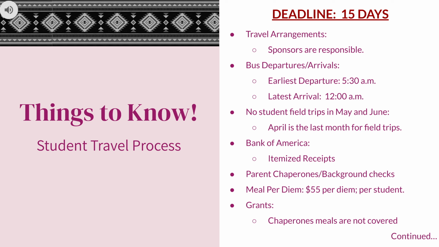The Bank of America credit card must have all itemized receipts submitted after field trips have been completed. Parent chaperones and background checks must be provided and on file prior to a field trip. Meal per diem for students is $55 per day per student. For grants, chaperone meals are not covered.